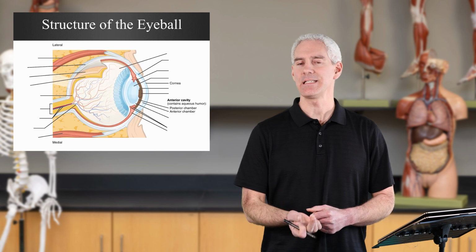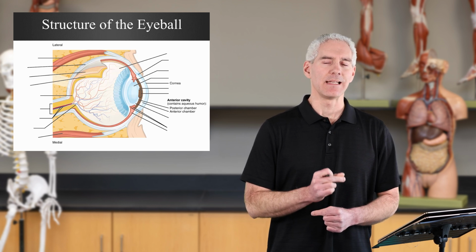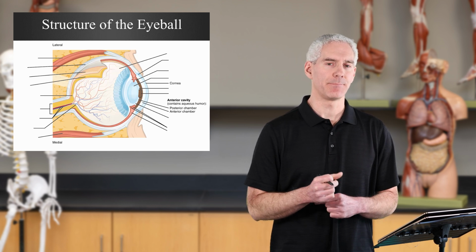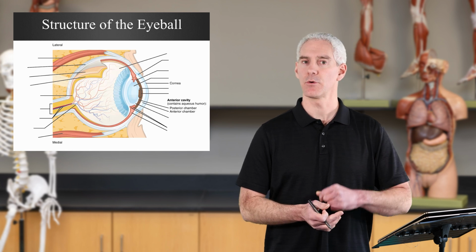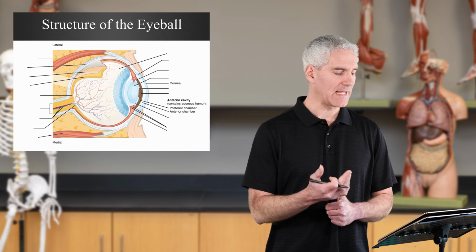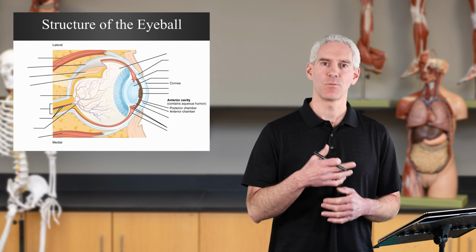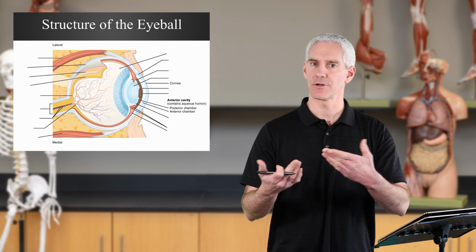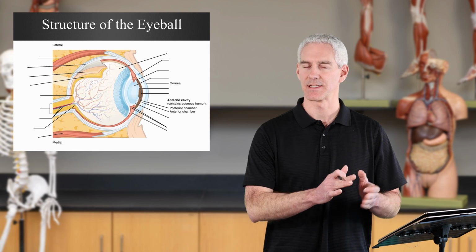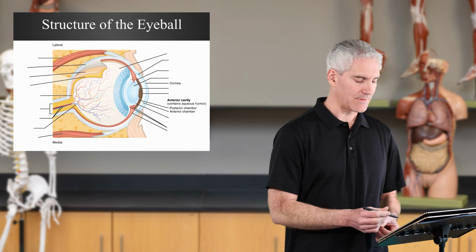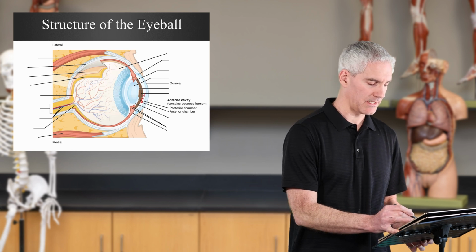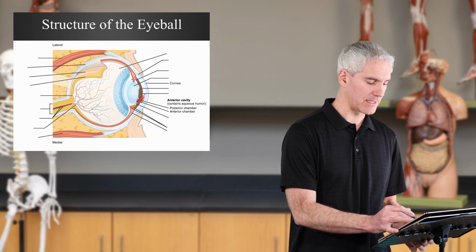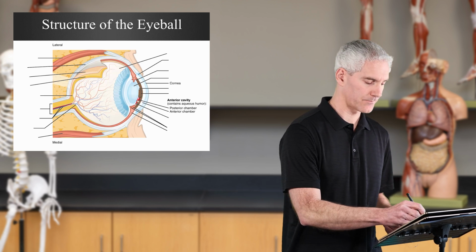You have the anterior cavity. Now, this anterior cavity is made up both by an anterior chamber and a posterior chamber. But the anterior cavity itself is what's in front of or anterior to the actual lens. We'll get to that in a second. So we have the anterior chamber, which is what's up here. Then we have the posterior chamber, a little back here.